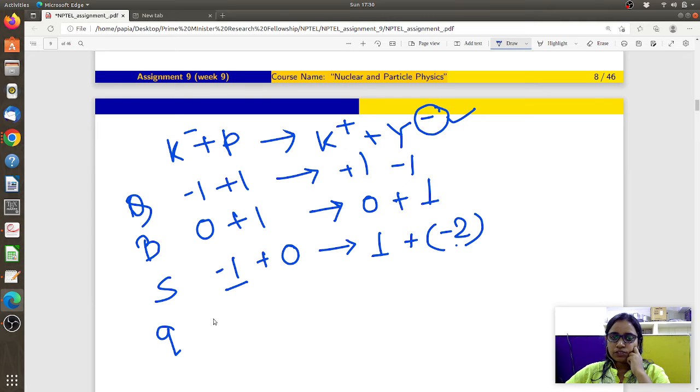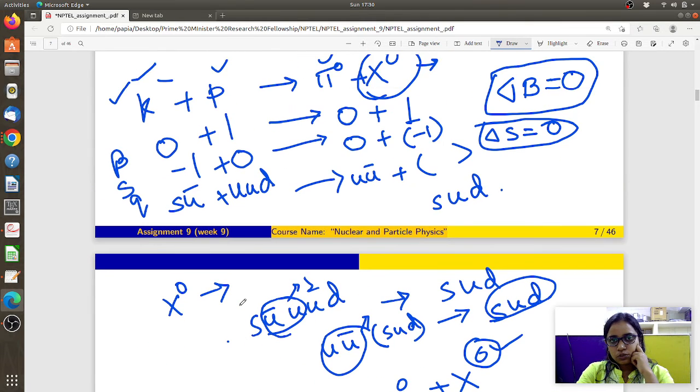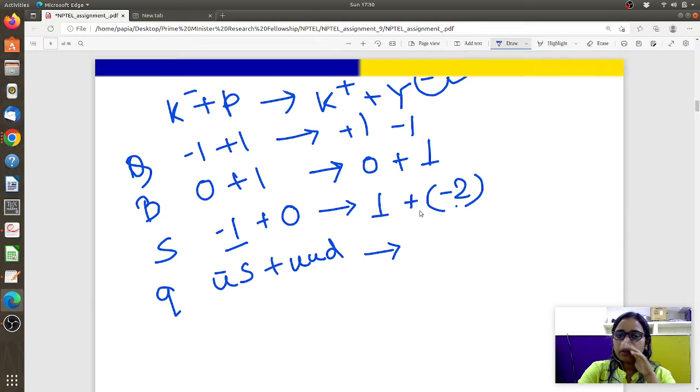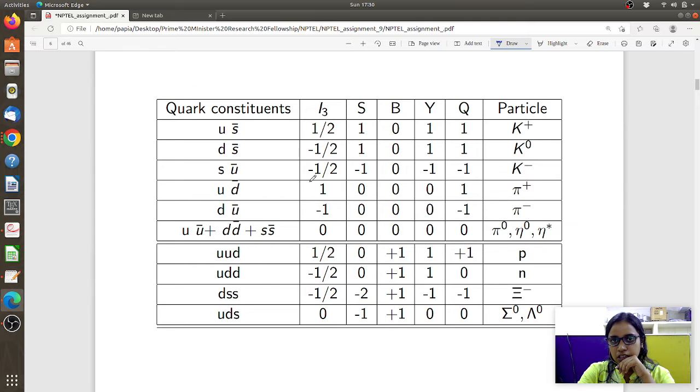Now coming to the quark content part. So what is the quark content? u bar s. Okay. So u bar s was there for K minus, plus P is u u d. Now coming to the K plus. K plus will be most probably u s bar, but still I am just checking. K plus is u s bar, yeah.